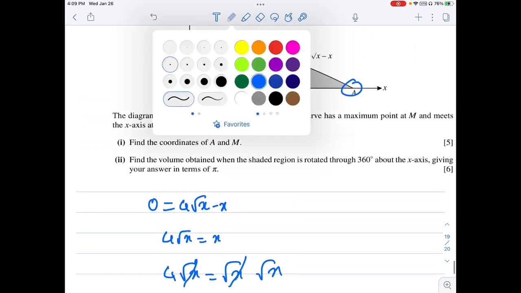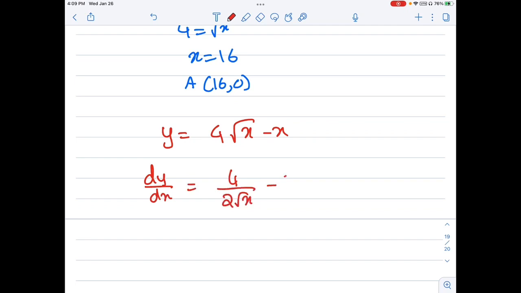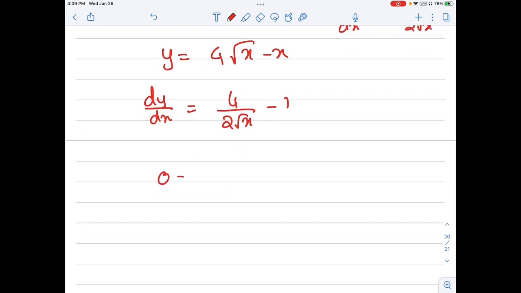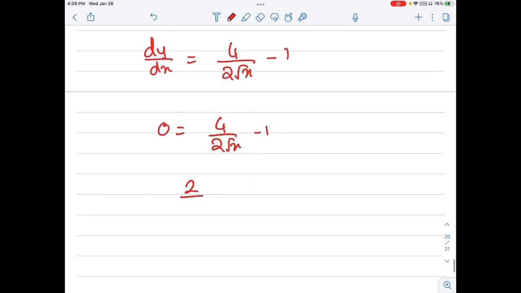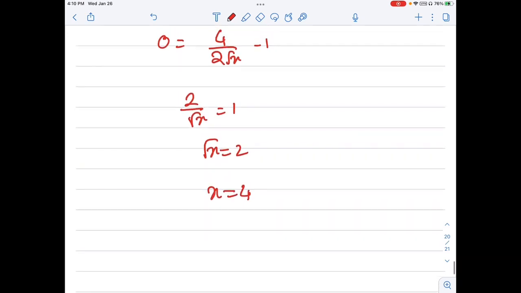Coordinates of M. M is the maximum point. Maximum point means the first derivative should be equal to 0. Find the first derivative. So many times in the papers, I would have told you the derivative of root x needs to be remembered as 1 by 2 root x. The derivative of x is 1. So remember, the derivative of root x, so many times you'll be coming across, is 1 upon 2 root x. Easy to remember. Should be equal to 0. So 4 upon 2 root x minus 1 equal to 0. So 2 upon root x equal to 1. Root x equal to 2. x is equal to 4.